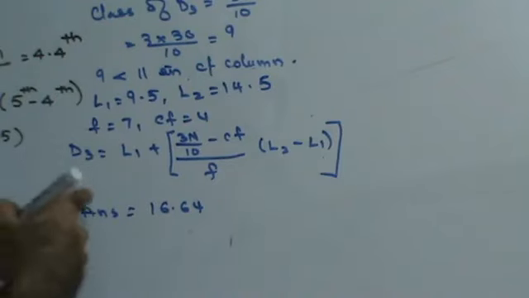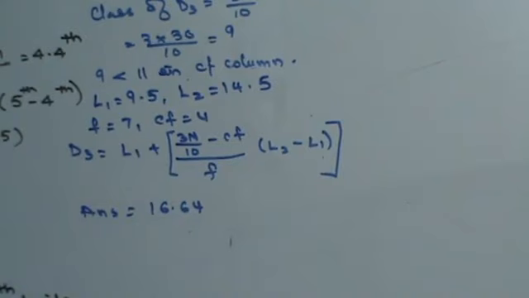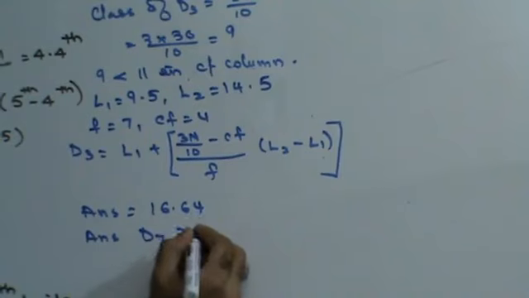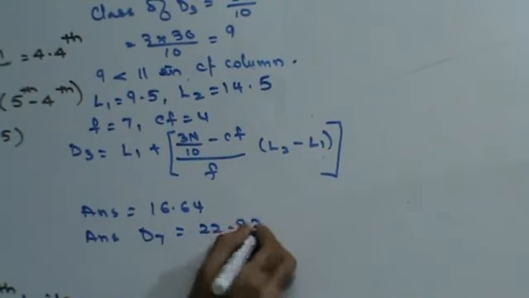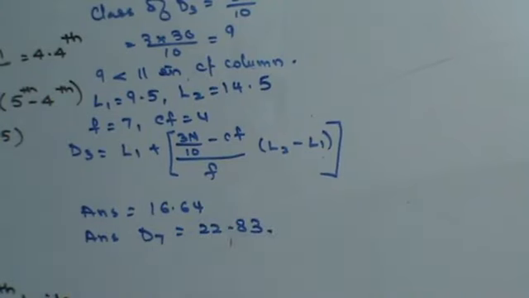I've shown you the D3 method. Use the same method to find out D7. Your answer for D7 should be 22.83. Fine, do we get this in here? Next, let's move on to the next one, guys.